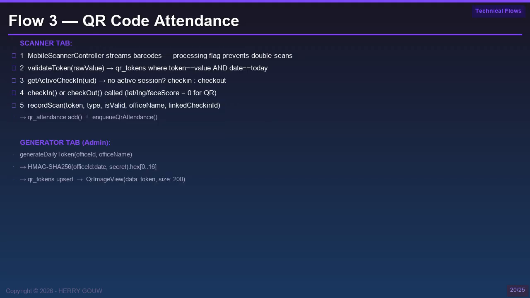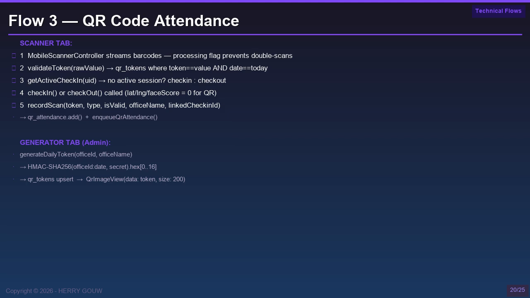The QR attendance flow has two sides, scanner and generator. In the Scanner tab, a live camera streams barcode data. A processing flag prevents double scans when the camera reads the same QR rapidly. The scan value is validated against today's QR tokens in Firestore. The app checks for an active check-in session to determine whether this is a check-in or check-out. The attendance service is called with GPS and face score set to 0 since QR bypasses both. Every scan, valid or invalid, is recorded in QR attendance and enqueued for Odoo Sync.